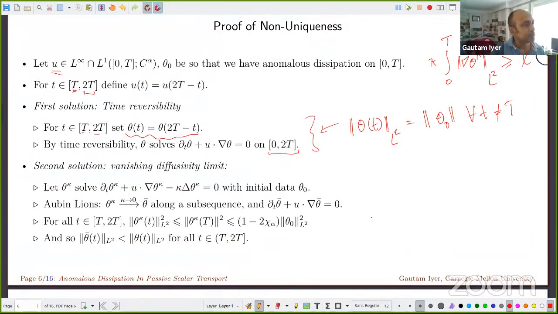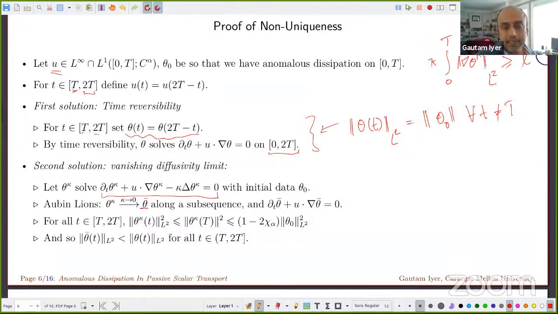So here's the second solution. I'm going to take the inviscid limit, or the vanishing diffusivity limit, of solutions with this same velocity field. So let theta kappa be the solution to the diffusive equations. The standard Aubin-Lions tells you there's a convergent subsequence as kappa goes to 0. Let's call the limit theta bar, of course along the subsequence.